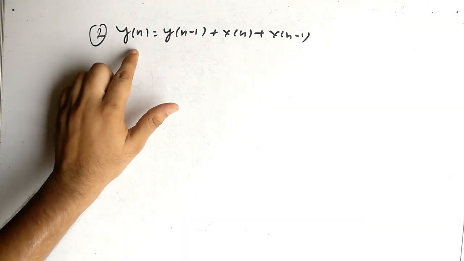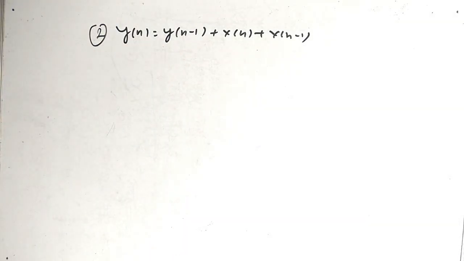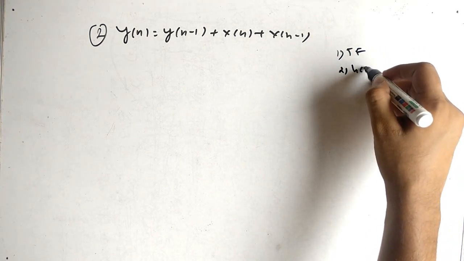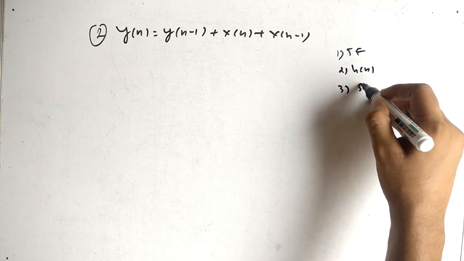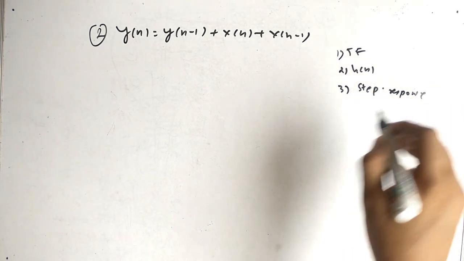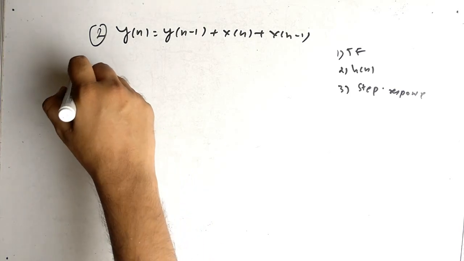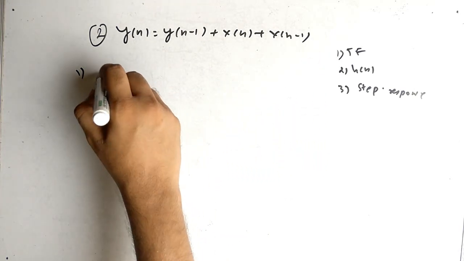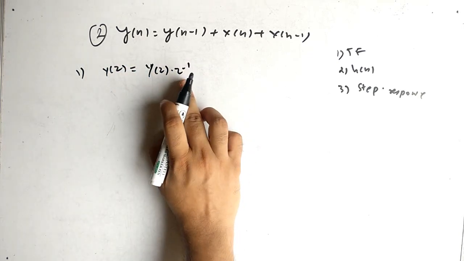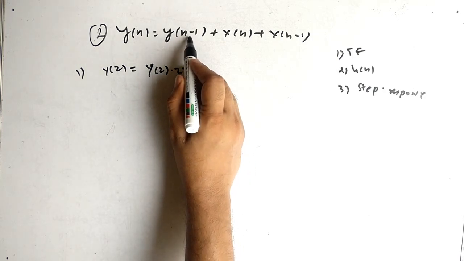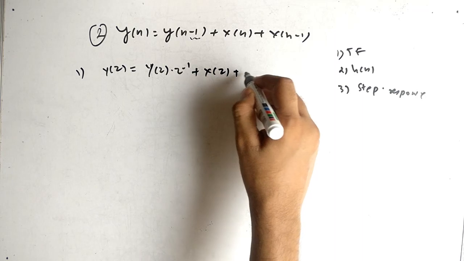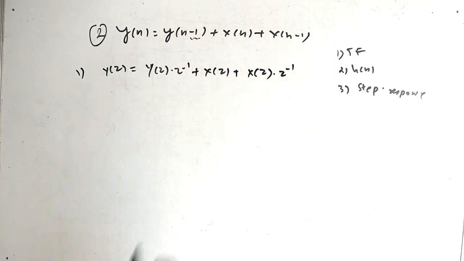So our second question is y of n is equal to y of n minus 1 plus x of n minus 1. We have to find the transfer function, we have to find the impulse response, and we have to find the response to a step, so basically the step response. Let's see how we can do that. First step, to find the transfer function, take the z transform. So y of z is equal to y of z into z to the power minus 1, because whatever the delay is, it is raised as a power of z. Plus x of z into z to the power minus 1.